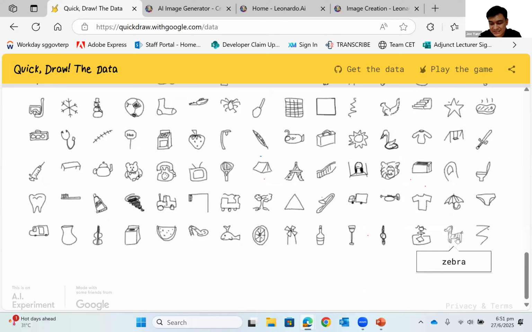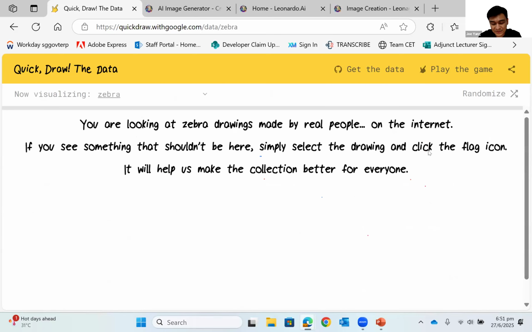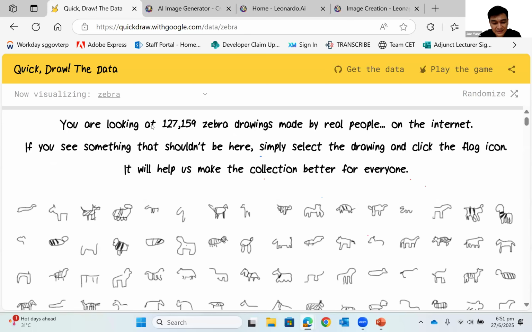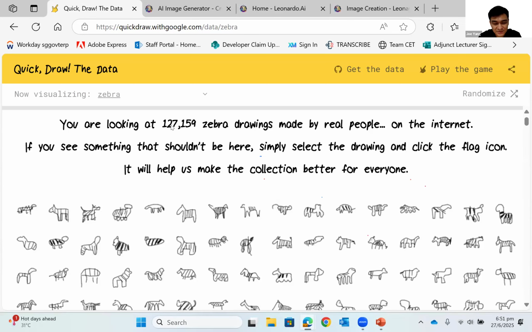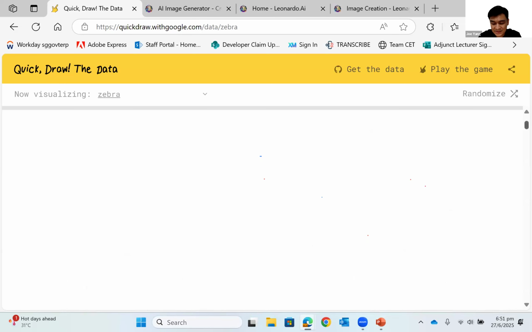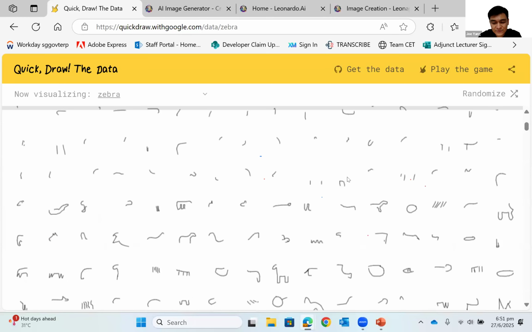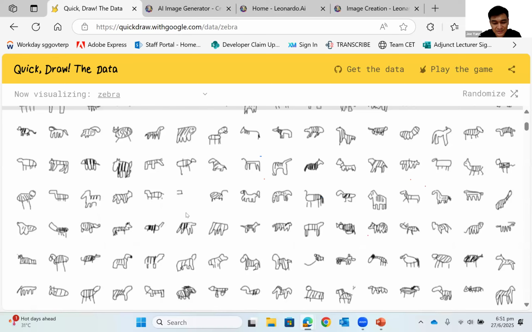Okay, so let's see. It looks like this, zebra. So how did they train the zebra? Let's click on the zebra here. So they have trained with how many? 127,000 zebra drawings over there. They might have had somebody draw for them. So these are the zebras.